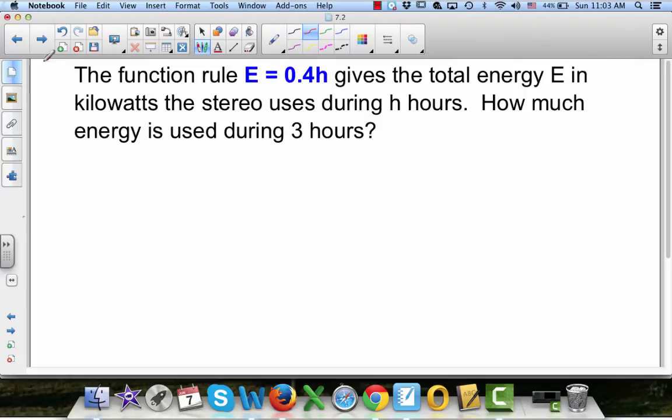All right, the function rule E equals 0.4H gives the total energy E in kilowatts that a stereo uses during H hours. How much energy is used during 3 hours? Once again, all it wants you to do is take the value that I give you for H and put it in where you see H in the function rule. So this will be E equals 0.4 times 3, which gives you E equals 1.2. So that's the amount of energy that it would use in 3 hours.